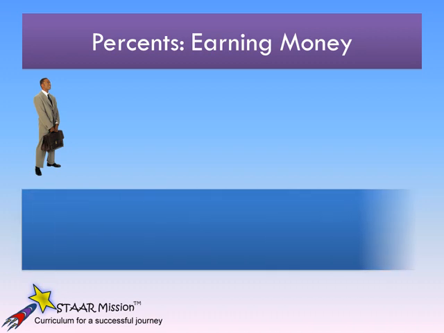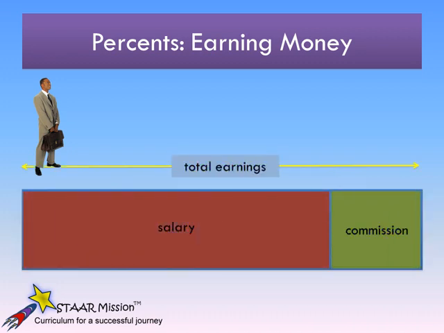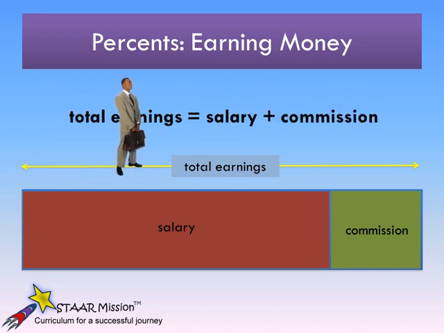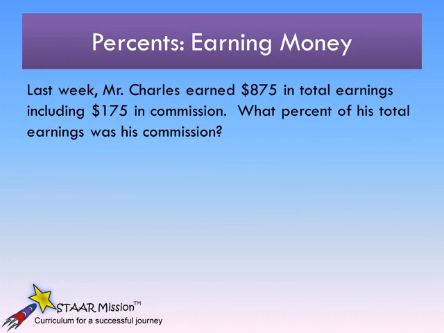We can also use a strip diagram or percent bar to represent situations involving money that is earned. In this case, total earnings is equal to salary plus commission. Last week, Mr. Charles earned $875 in total earnings, including $175 in commission. What percent of his total earnings was his commission? Try this problem in your math journal with a partner. Pause the video while you do so, then resume the video to check your solution.